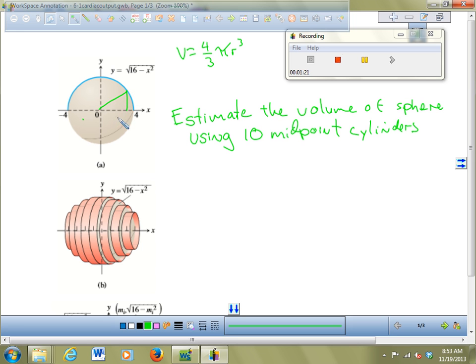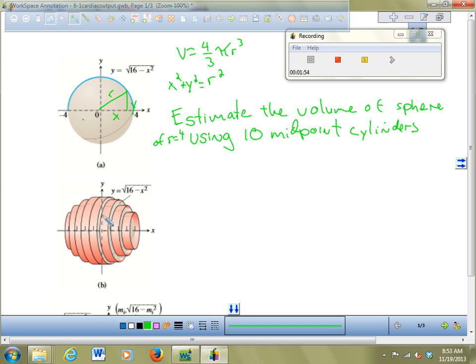If you remember from geometry, probably from last year in pre-calc, the equation of a circle is x squared plus y squared equals r squared, right? Remember that? So in this case, a sphere of radius 4, r equals 4, using 10 midpoint cylinders. So when I spin this thing around the x-axis, I get a sphere.